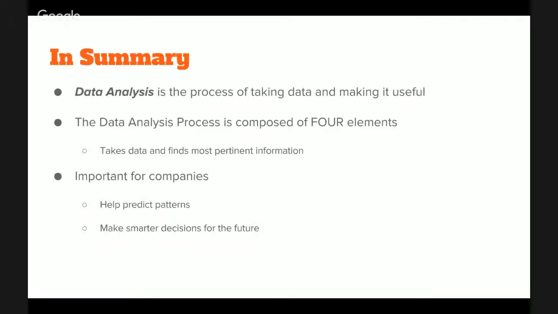So in summary, data analysis is the process of taking data and making it useful. That's really what it's all about. The data analysis process is composed of 4 major elements, which we talked about earlier. If you sum it up, this whole process takes data and finds the most pertinent information that is relevant to the user by cleaning it and modeling it and finding all the data requirements that are necessary.